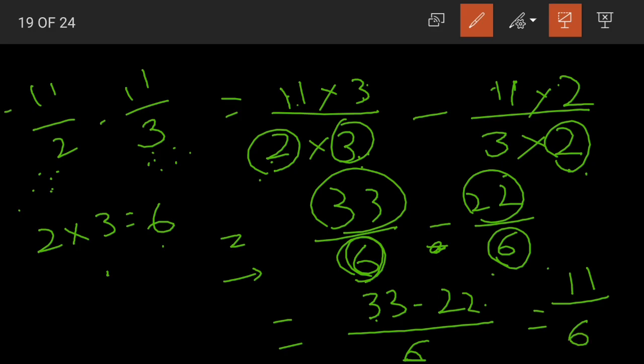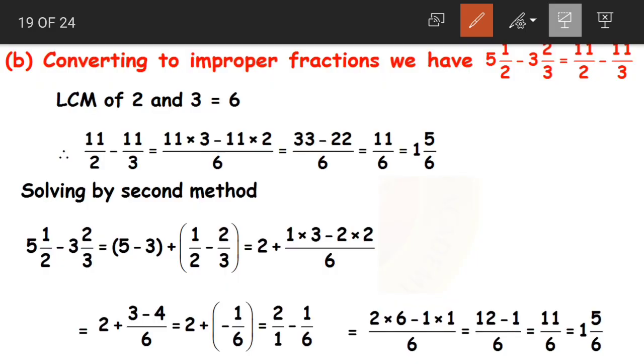Yes, students, we took two mixed numbers, first converted them into improper fractions, found out the LCM, then converted these improper fractions into equivalent like fractions, and then we have subtracted both the like fractions. The answer we got is what? The answer we got is 11 by 6. Yes, again 11 by 6.